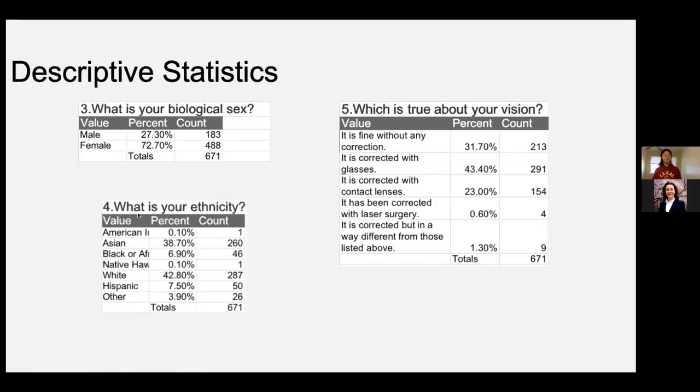All right, and here's our descriptive statistics. About 73 participants are female, and most of the participants are white and Asian. We also asked a question about which is true about their vision, and most of them are corrected with glasses, and also many of them are fine without any correction in their vision.